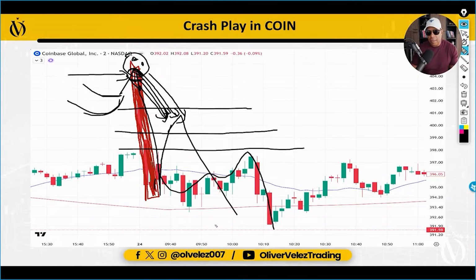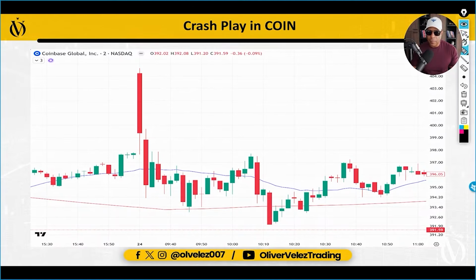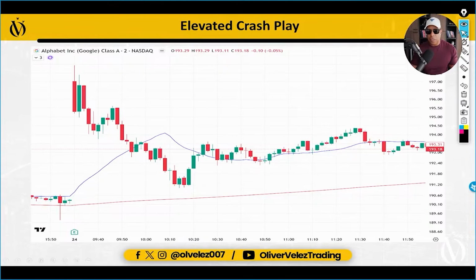Boom. And that's why these crash plays work. You're getting a lot of pressure from people that are hurt from above. And the bounce is a gift for them to just get out. So they're applying a lot of get out pressure on the stock. That's why there's 15% odds of coming back. It's all about trading people, guys. All about trading people.